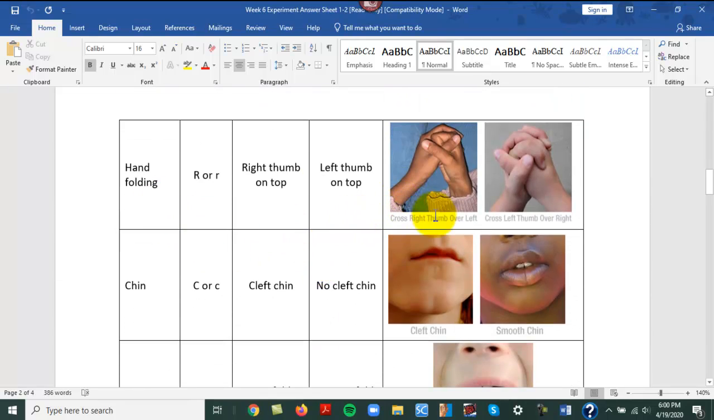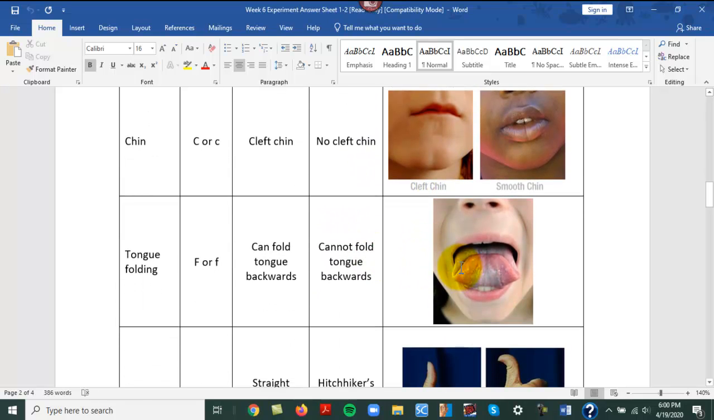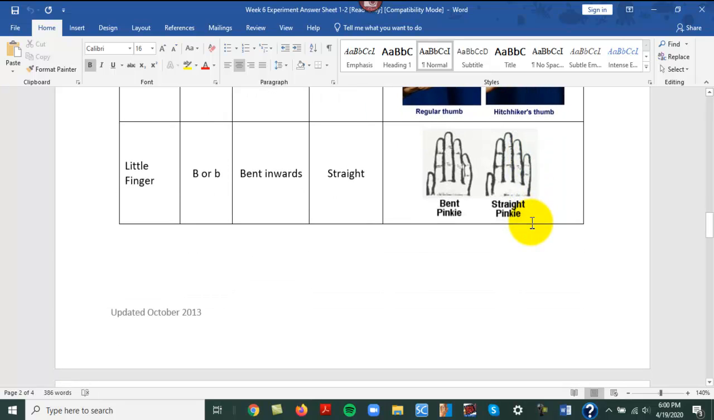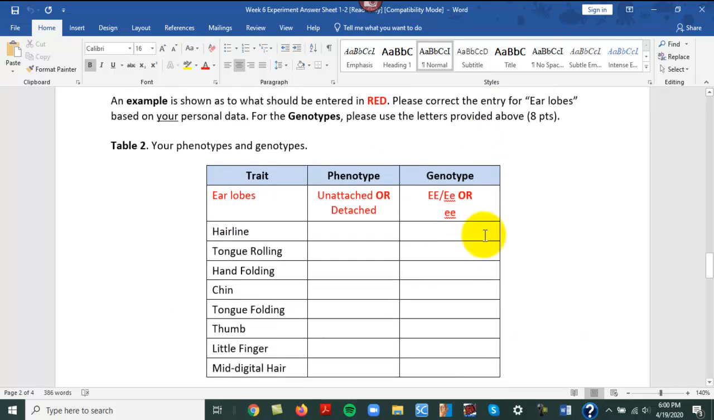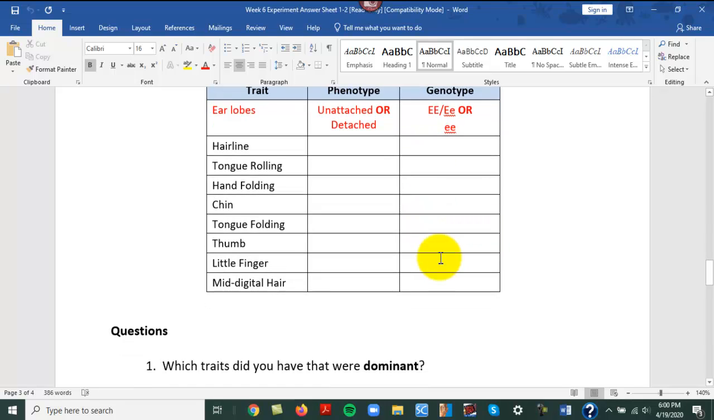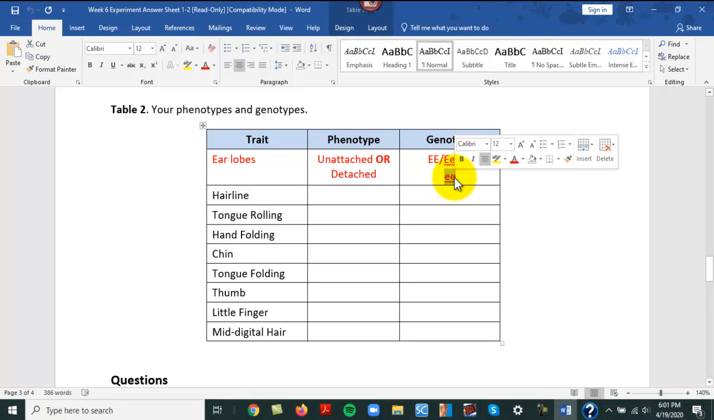Hand folding, that one's interesting. Cleft chin, I think people have seen that. Can fold the tongue backwards. This is called a hitchhiker's thumb. Okay, bent pinky, straight pinky. I remember this with toes, talking about mid-digit hair, that kind of thing. So you're going to fill out your chart. Check to see if you have these traits, and then put dominant would either be that, and recessive is this.